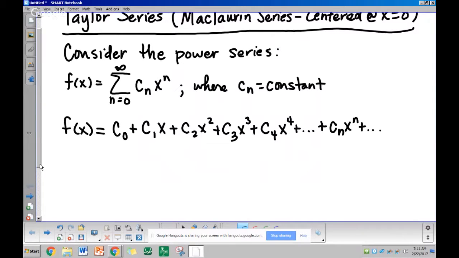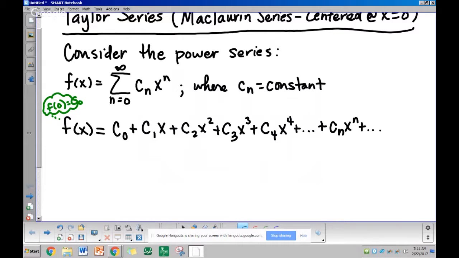Now, it would be really nice if there was a way for us to figure out what the constants were. c sub 0, c sub 1, c sub 2, c sub 3, c sub 4. And if I wanted to find out what the constant c sub 0 was, since I'm centered at 0, if I let x equals 0, f of 0 here is going to be equal to c sub 0. And that would allow us to figure out what c sub 0 is. But let's figure out what c sub 1 could be.